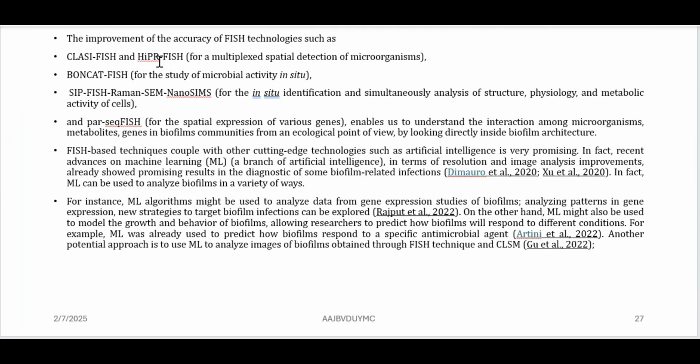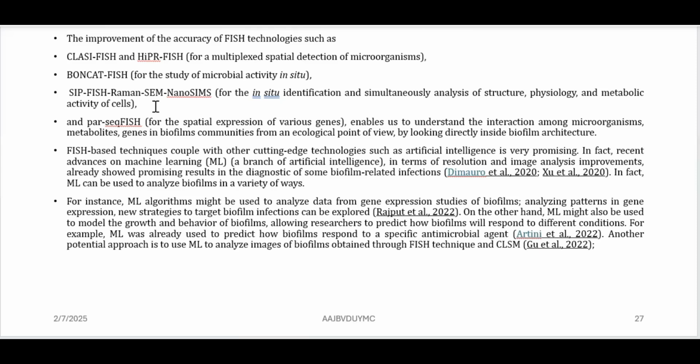So that is an advancement. Then BONCAT-FISH, which I just talked to you about, is for the study of microbial activity in situ. So it is not only about detecting the presence of a particular sequence, but it is about tapping the activity, right? Then SIP-FISH and Raman, AFM, NanoSIMS. What is Raman spectra? AFM is atomic force microscopy. So many techniques are put together so that you can do in situ identification and simultaneously analyze the structure, physiology, and metabolic activity of the cell. Everything in one go. So such very advanced instrumentations are there.